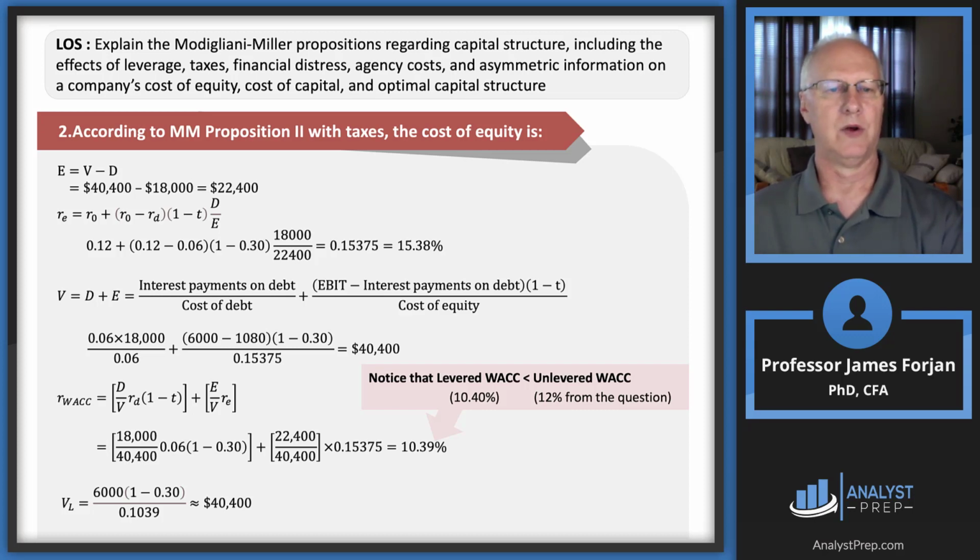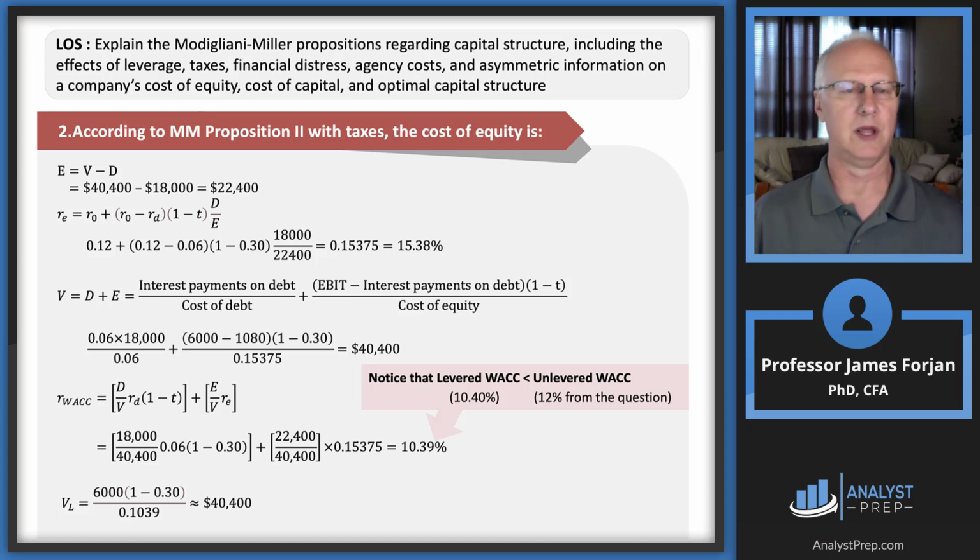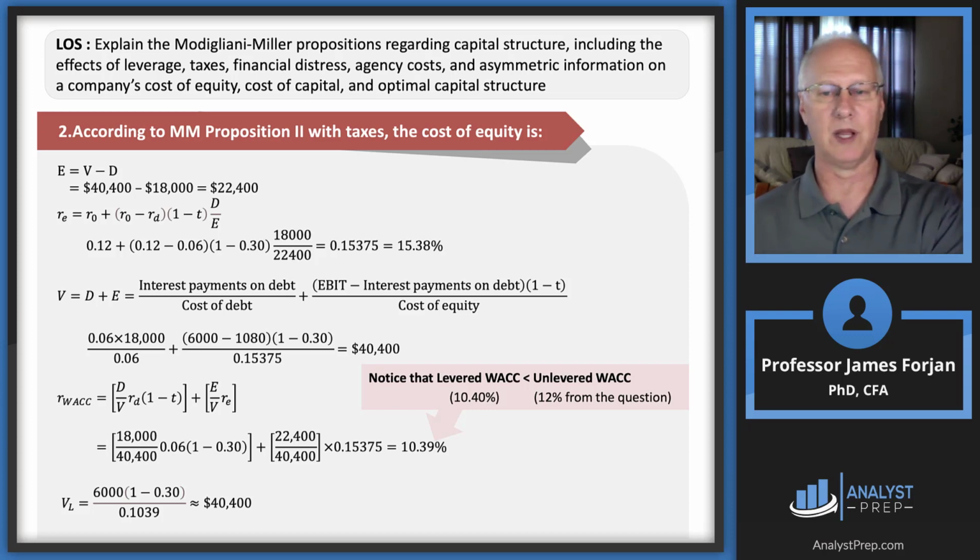And then we can use some of those numbers to compute the value of the firm based on that equation there in the middle, right? Value of the firm is equal to debt plus equity. So you do all that and you get the $40,400. Of course, we were going to get that. Then we can compute the weighted average cost of capital, plugging some of those numbers into that equation, and we get 10.39%. Wow, that's less than the 12% from the equation.